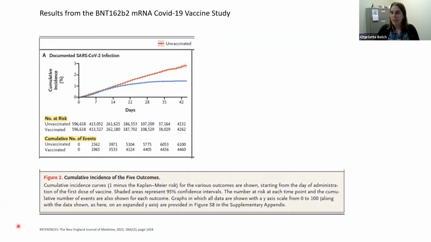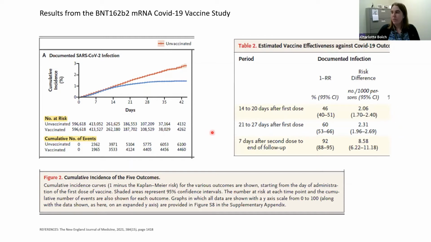We're going to briefly look at an article about the Pfizer vaccine again, and we can see that they're using a lot of those terms that we just talked about. We can see the number of people at risk, which can be calculated since this was a prospective study, specifically a randomized clinical trial. They're reporting the number of vaccinated and unvaccinated people at risk at each of these time points in this first table, and then the cumulative number of events at each of those time points as well.